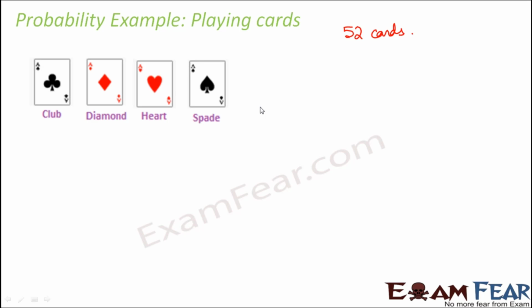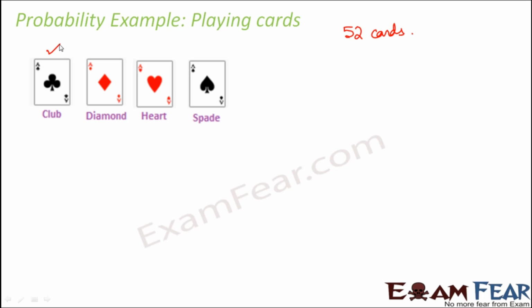So club and spade, they are black in color. Diamond and heart, they are red in color. So these are the only 4 types of cards that you see in a pack of 52 cards. Now you might ask, then why do we have 52 cards? That's because each of these types, for example, if you talk about club.